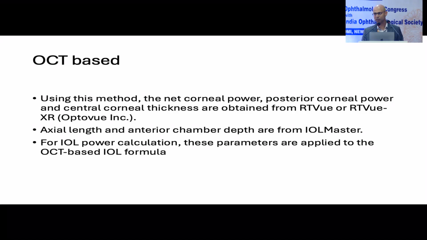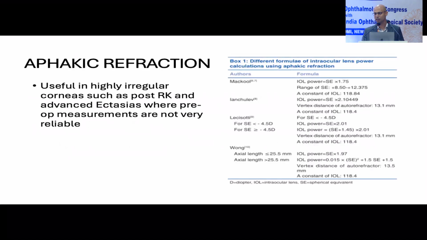OCT is another tool, especially if you have the OptoVue OCT. It can give you the net corneal power calculation using the OCT readings as well, and I use this routinely in my clinic, and I found it to be quite accurate. Once it calculates the net corneal power, you can input it into whichever formula you want to use, and there's also an Excel sheet in which you can just input your data and it will calculate the K value to use.